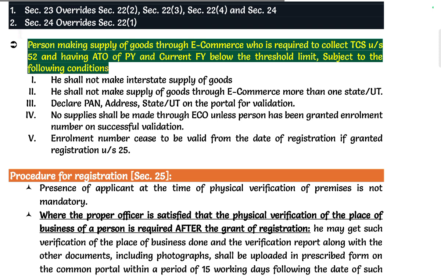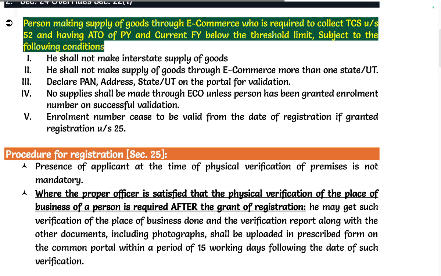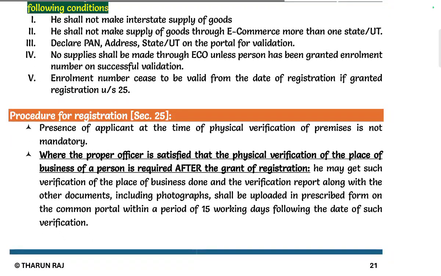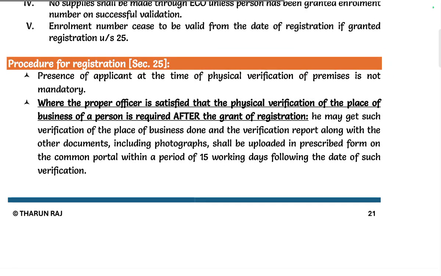He shall not make interstate supply of goods. He shall not make any supply of goods through an e-commerce operator in more than one state. He must declare PAN, address and state on the portal for verification. No supply shall be made through e-commerce unless the person has been granted an enrolment number after successful verification. The enrolment number ceases to be valid on the date of registration granted under section 25. Procedure for registration is under section 25. Physical verification of the place of business at the time of application is not mandatory.